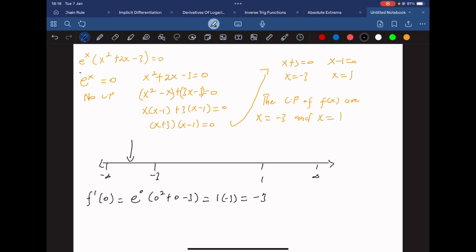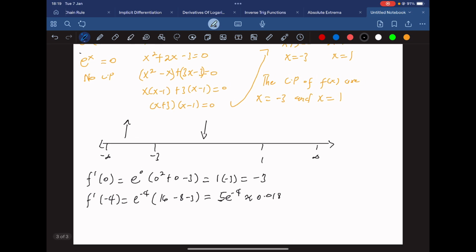Now let's move to -3 and 1. For this interval, we can select 0, so in that case, it goes down. From -infinity to -3, we can select -4. In that case, we have e to the -4, then -4 squared is 16. We are using this again. -4 squared is 16, then 2 times -4 is -8, then -3. Remember, so we are going to have 5e to the -4, and 5e to the -4 is approximately 0.018, which is positive. So in this case, this also goes up.